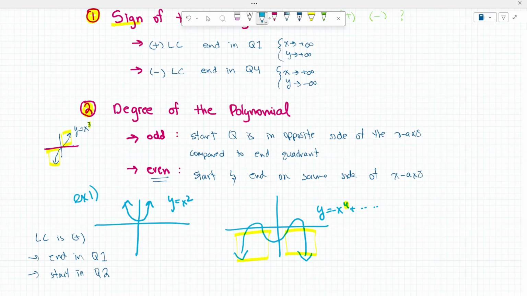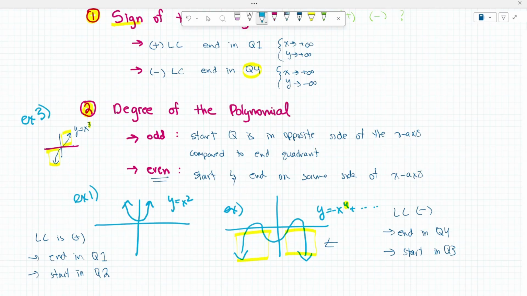For EX2, our example number 2, what do we see here? We see that our leading coefficient is negative. So if it's negative, that means it's going to end in Q4. So we can write that. So end in Q4, which is exactly what we see over here. And also it is even. So that means that it's going to be on the same side of the x-axis, meaning that it has to start in Q3.